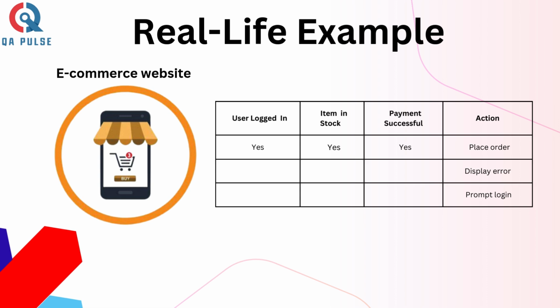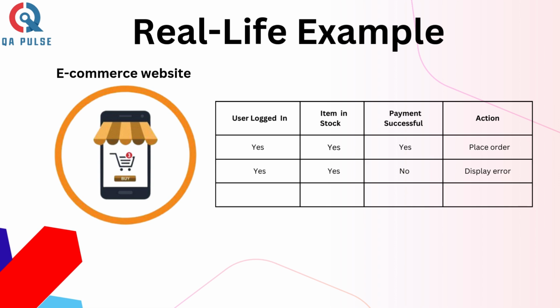For example, a user buys a phone and everything checks out, the order is confirmed. Let's talk about another scenario. The user is logged in and the item is in stock, but the payment fails. So the system displays an error message. For example, payment failed, please try again. The user tries to pay with an expired credit card, so this can happen.